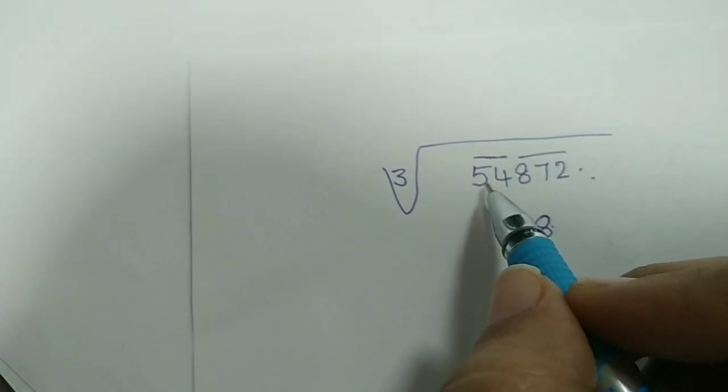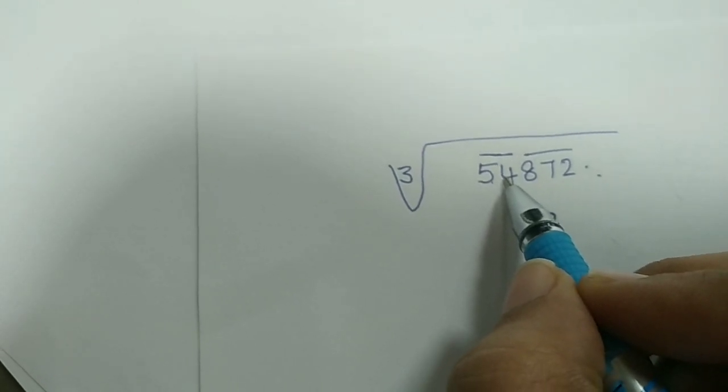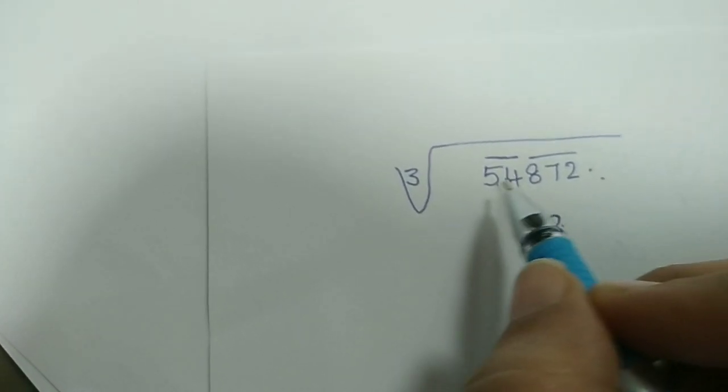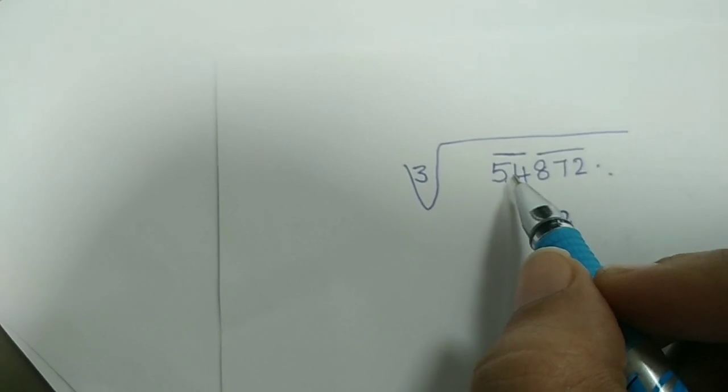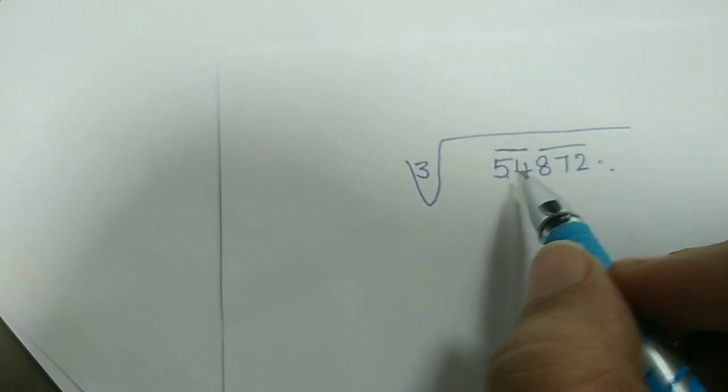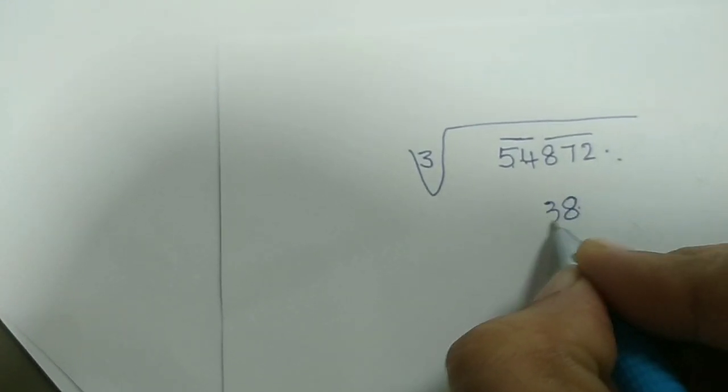And also now we have the number 54 here. Below this 54, we have the perfect cube 27. So the cube root of 27 is 3. This is the answer, and you can check it.